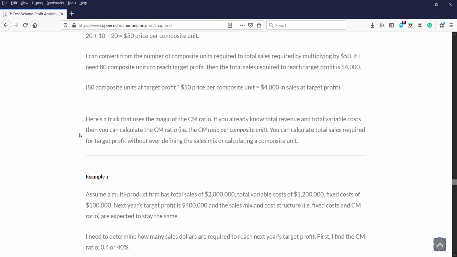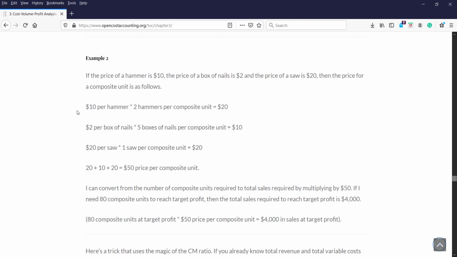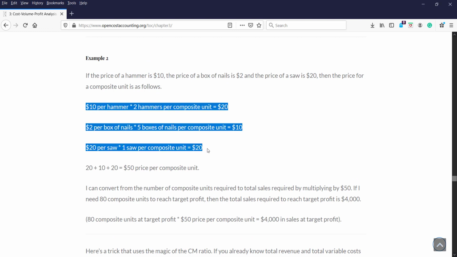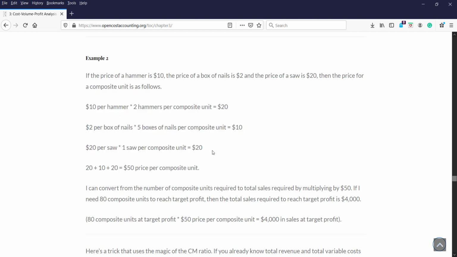All right, now, as far as this goes, this is one of the reasons why I think it's useful for you to be comfortable with unit CM, CM ratio, and total contribution margin, all three terms, because you can actually avoid all of this Excel work. You would do this in Excel. You'd say $10 per hammer times 2 hammers equals 20. You'd have those three cells lined up. And then you do that for each unit to build your composite units for revenue.